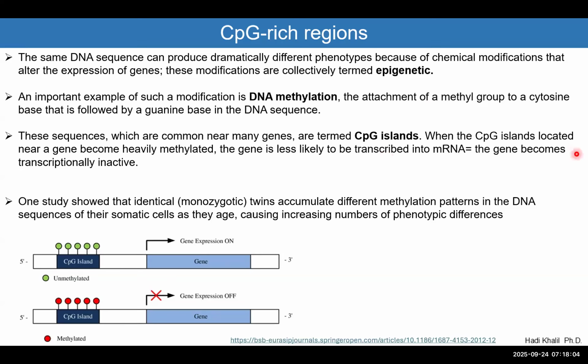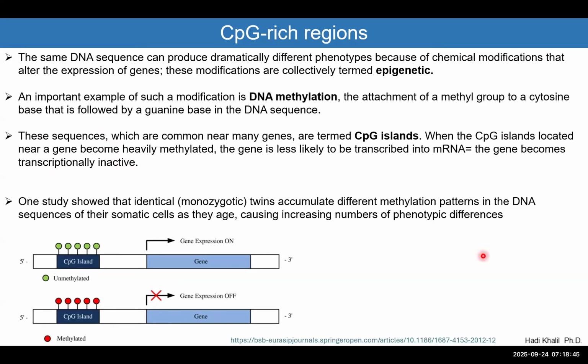Now, how do these affect the function of a DNA? Whenever a CpG island is located near a gene where it becomes heavily methylated, then it's most likely that this gene is not going to be transcribed. So in other words, whenever you add a methyl group, there are always exceptions. It's generally accepted that DNA methylation causes the gene to become transcriptionally inactive, but there are exceptions.